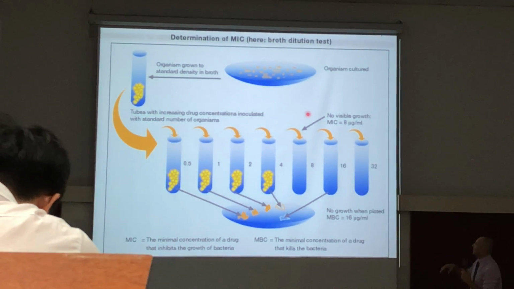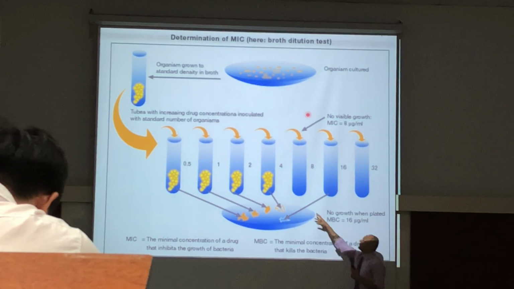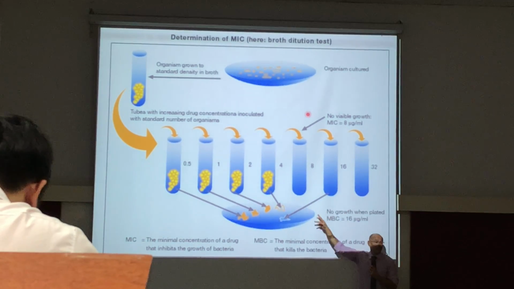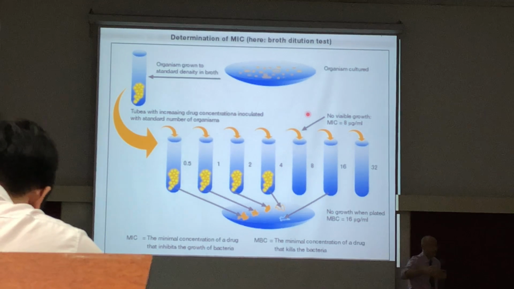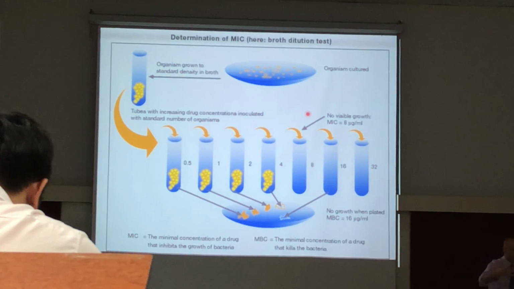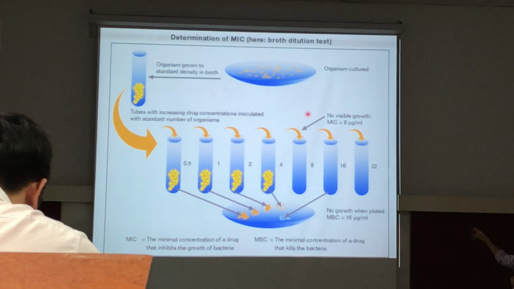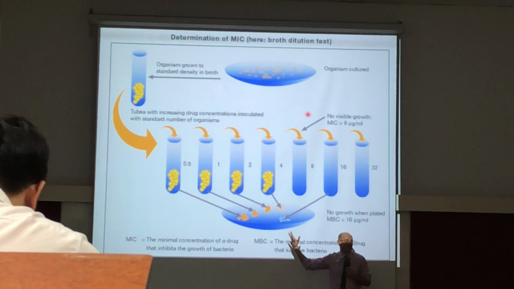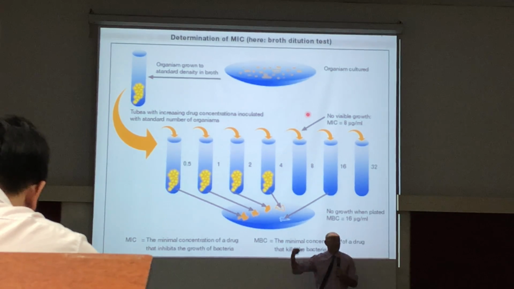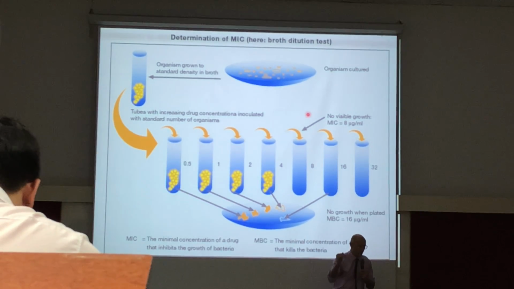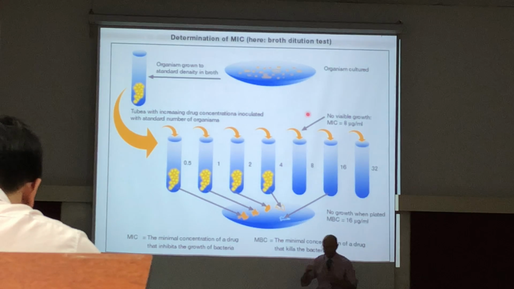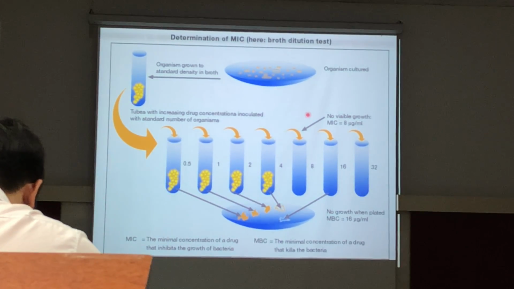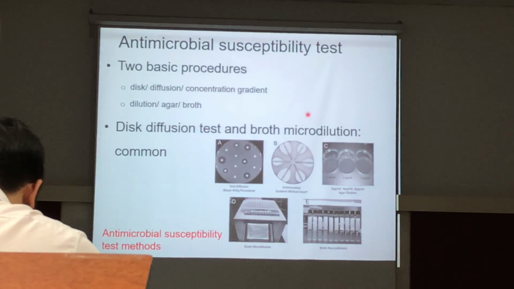For the MBC, you are going to take these tubes where you didn't get the bacteria grow, incubate again for 24 hours and check what's happening. And then you can calculate the MBC, minimal bactericidal concentration. In that case, you have killed the bacteria, not inhibited, but killed. This is what we call the lab test.